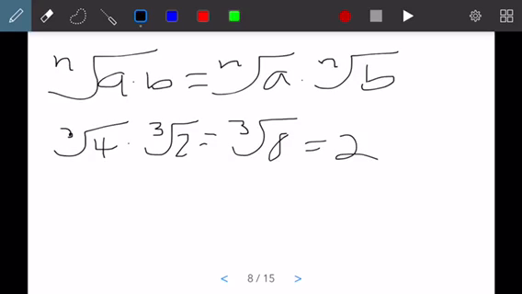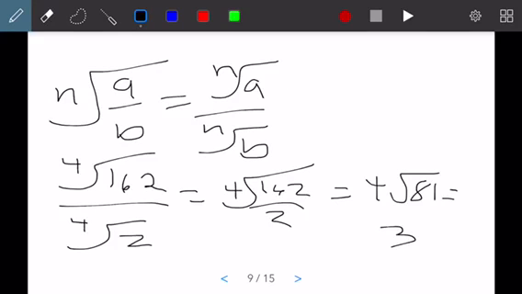So next is the product property, which is basically a times b to the nth root equals a to the nth root times b to the nth root. So if you were to have 4 times 2 to the third root, you just separate it out into 4 to the third root times 2 to the third root, which just simplifies to 8 to the third root, which equals 2.